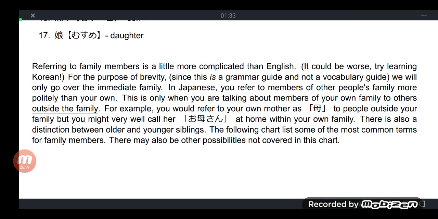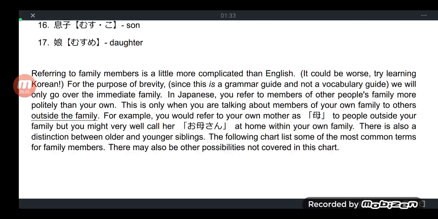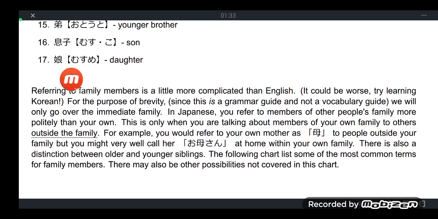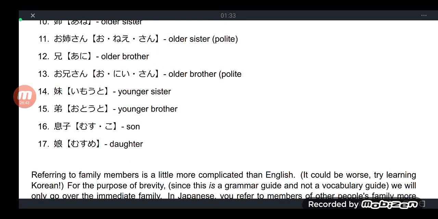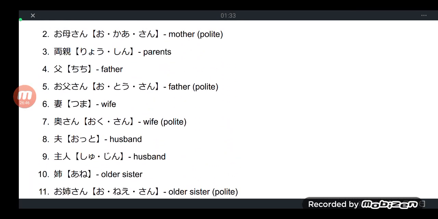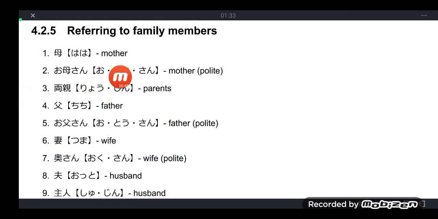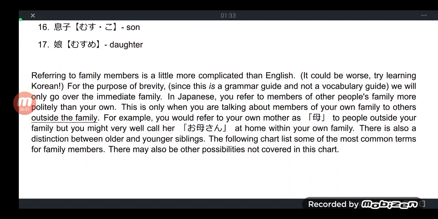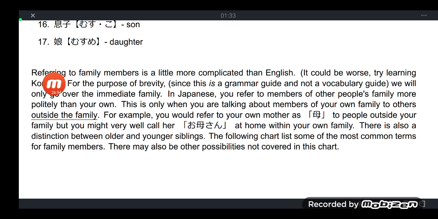So, minasan, let's say you're the speaker, if you want to refer to your family member, you may use addresses with the bikago. What are the bikago? Those with the prefix o and go. Let's say if you want to refer to your mother, it's okasan. But if you want to refer in a less formal way, you would say haha. Haha is mother. Referring to family members is a little more complicated than English, so it could be worse for Koreans.